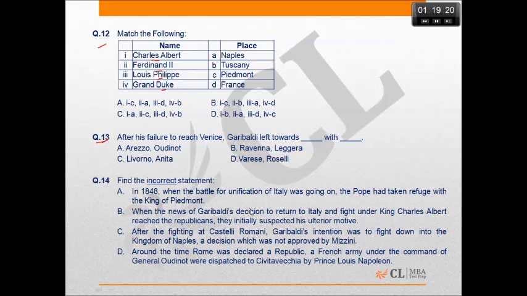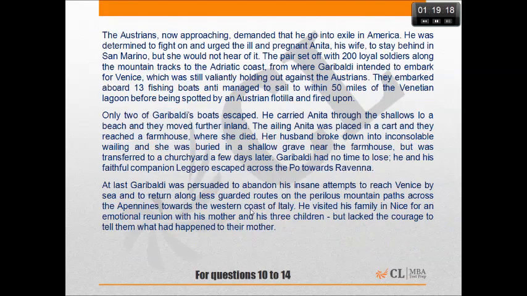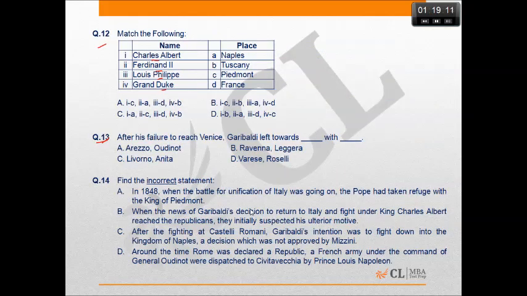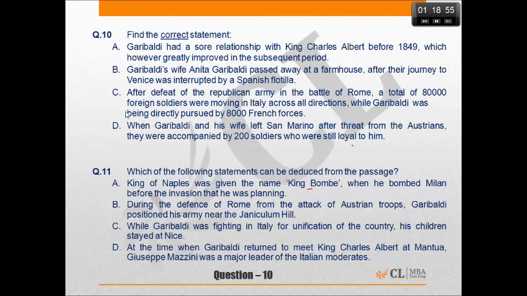Pope had taken refuge, etc. So what I need is Charles Albert, Ferdinand II, Louis Philippe. Louis Philippe is France. He was the king of France, wasn't he? So Louis Philippe is the king of France, 3D. This tells me this thing. So if I find Charles Albert and Ferdinand II, any one of them, I should be able to get the answer.